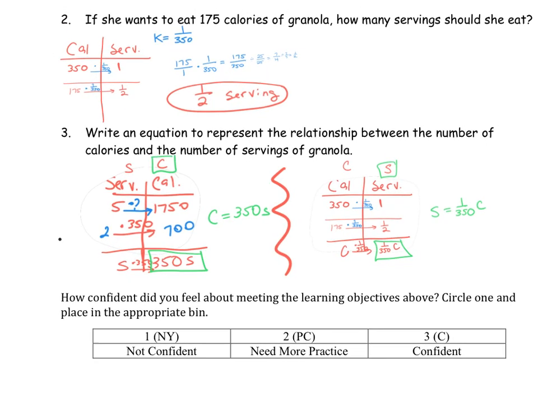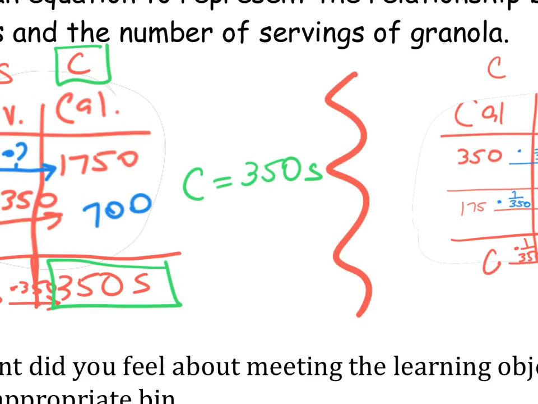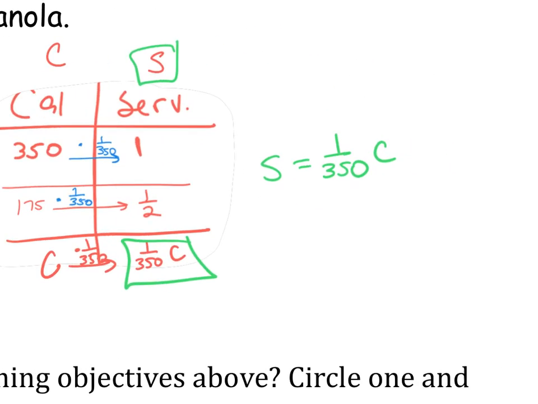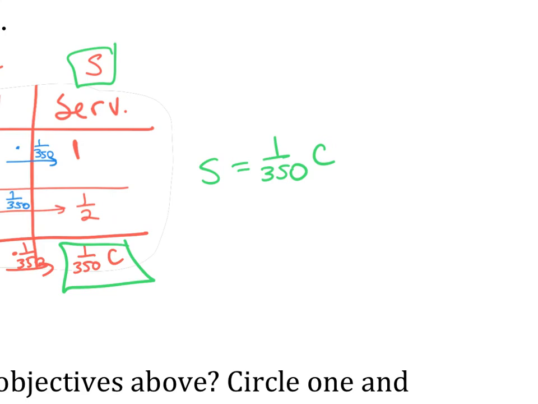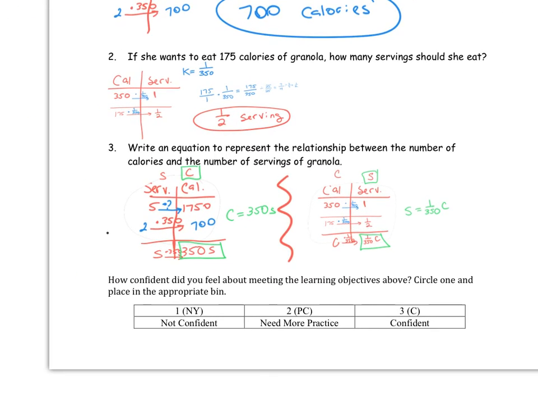Okay, now this is really important. Your equations should match identically to one or the other. You don't have to have both, but you do have to have one or the other. The way we read this equation is the number of calories is equal to 350 times the number of servings, whereas this one is interpreted as the number of servings is equal to 1 over 350 times the number of calories. Okay, so again, you only had to have one, but whichever one you have should be identical to what I have. Thank you.